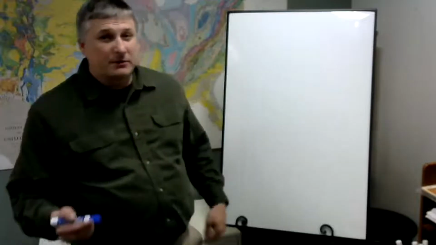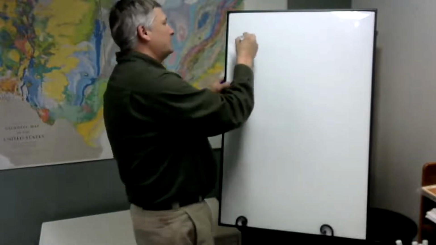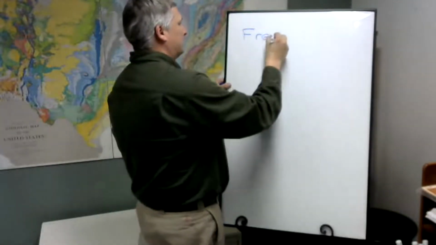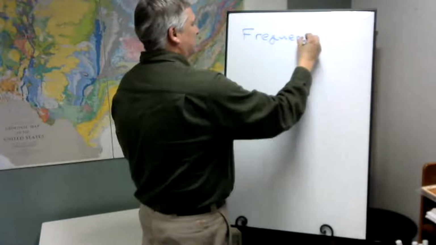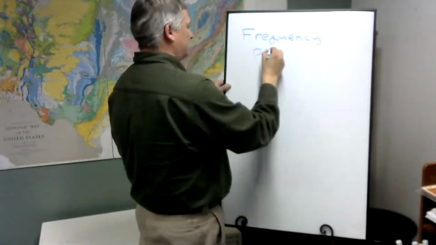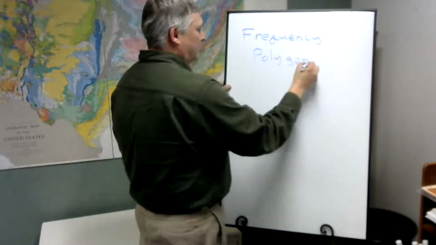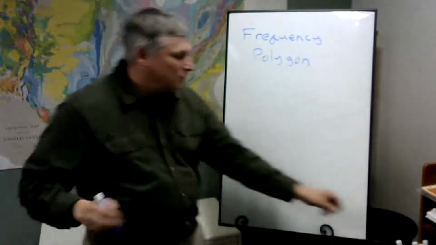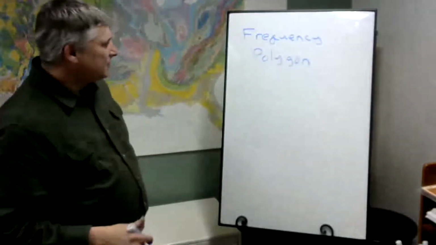So we're going to look at the frequency polygon. And the frequency polygon, it's related to the histogram. So the idea is going to be this.